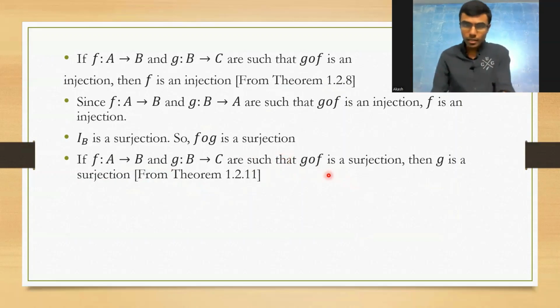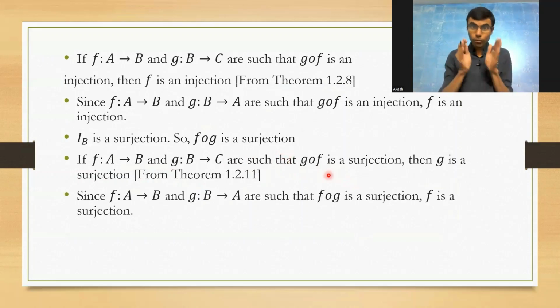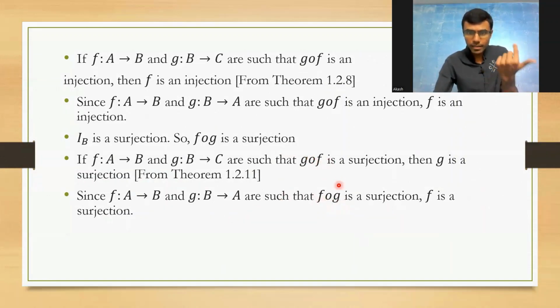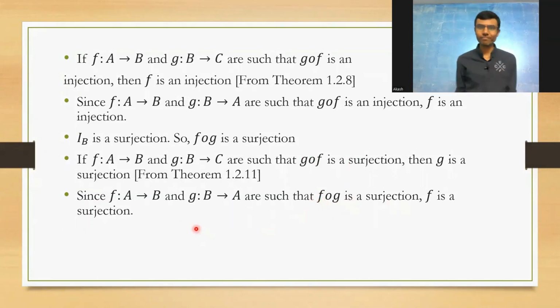Now here, let's come to our case. Here we have two functions such that f circle g is a surjection. In f circle g, the first function is f. So if I apply this theorem here, my g will not be a surjection. Don't go by names. Here my first function is f, so therefore my f will be a surjection.